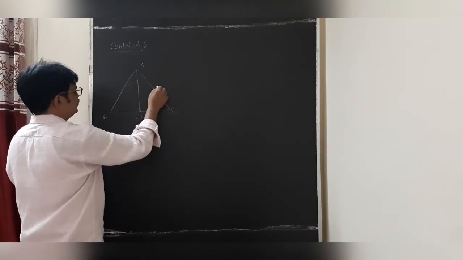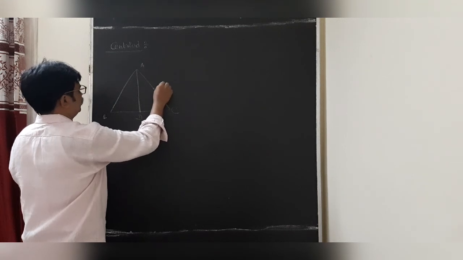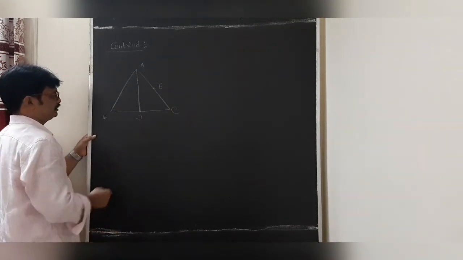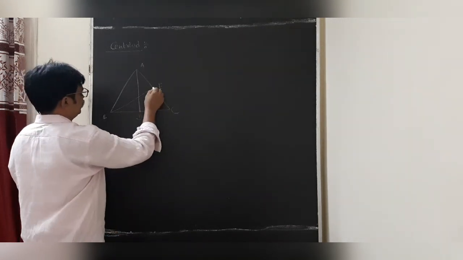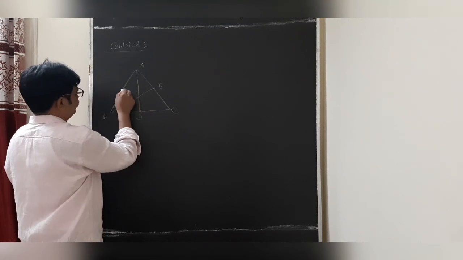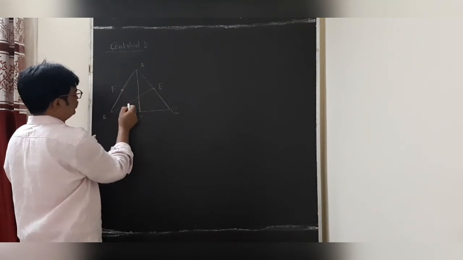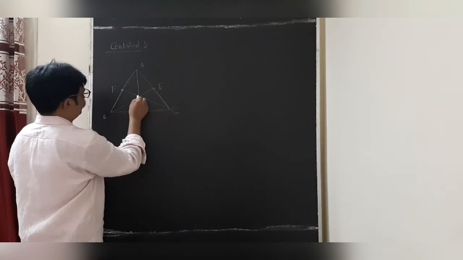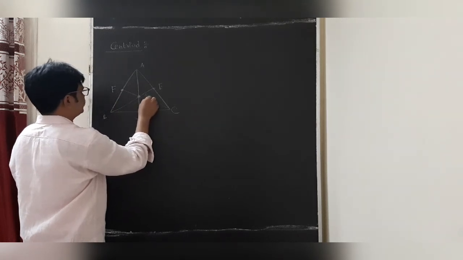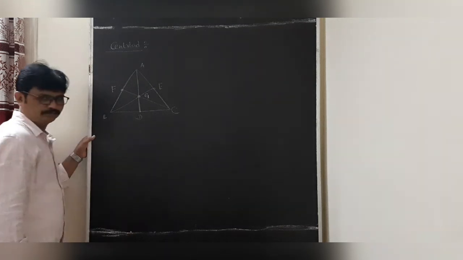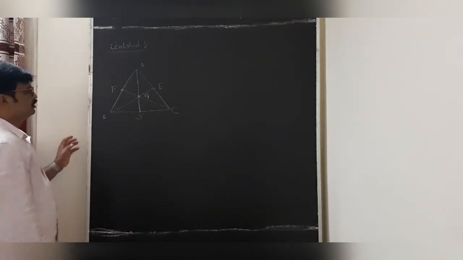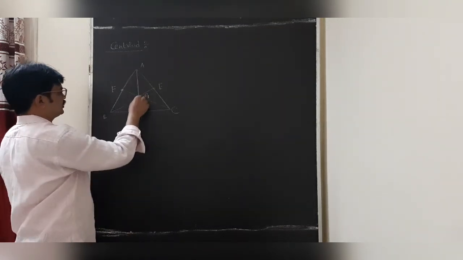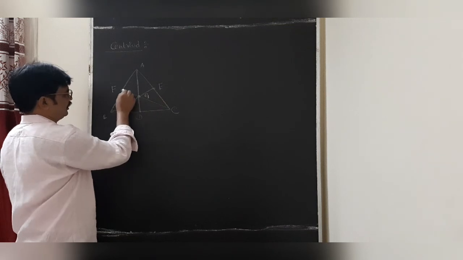So similarly, students, the midpoint of the side AC is E, and the midpoint of AB is F. So students, the point of intersection of the medians is called the centroid. We know that in straight lines. So dear students, the point of intersection of the medians is called the centroid.